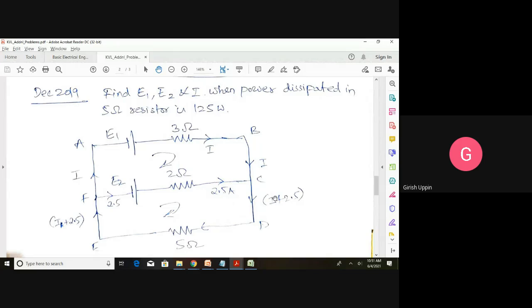And what would be that current? According to KCL, I plus 2.5 will flow here, and I plus 2.5 will come here, and 2.5 is going away from this particular node. What is the amount of current that will flow? I plus 2.5 minus 2.5, that is I, will flow back to this branch. And this is 3 ohm, this is 2 ohm. E1 is unknown, E2 is unknown, I is unknown. Okay, try to solve this problem.